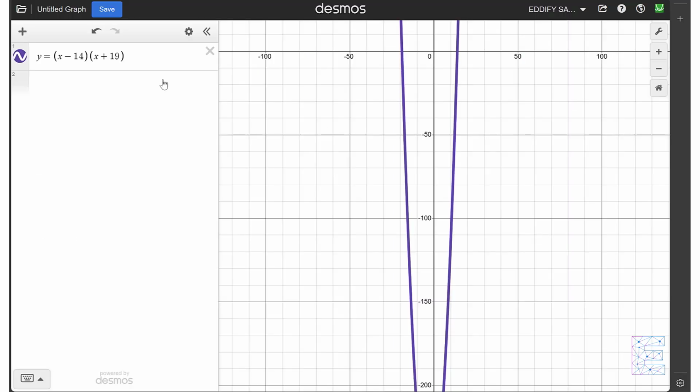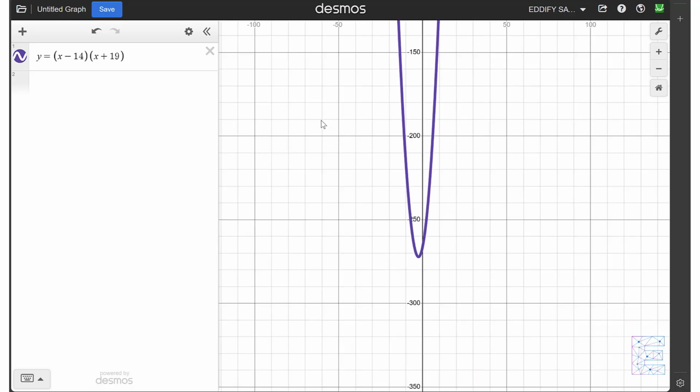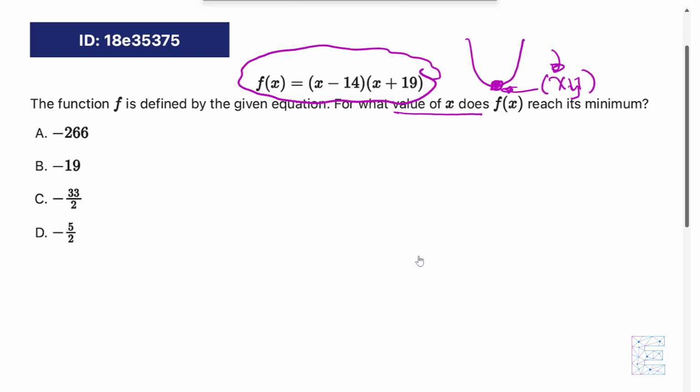Okay, I've typed the equation in Desmos, and you might have to zoom out a good bit to see the minimum point, and I've done that. Here's the minimum. You see it is negative 2.5. Again, we were looking for the x value of the vertex, negative 2.5. So from the answer choices, you can see that that's D.